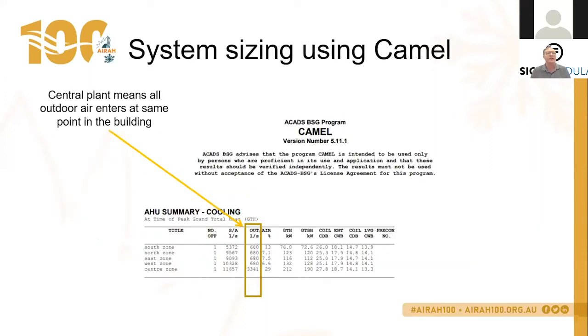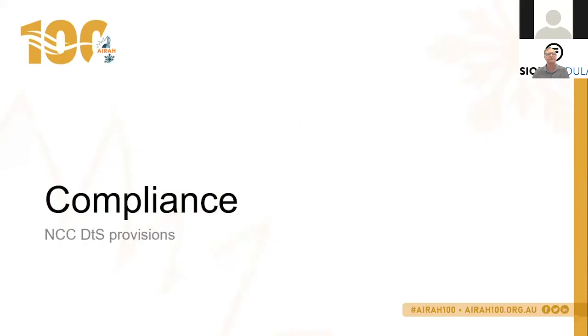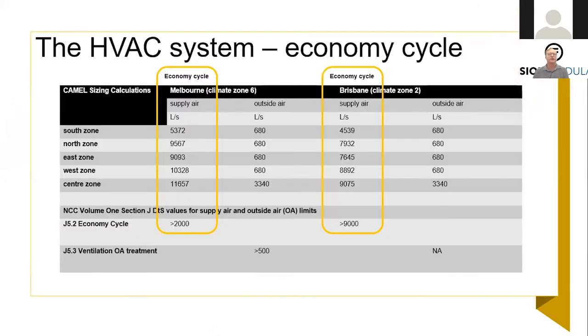So central plant means all the outdoor air enters at the same point in the building. So in the CAMEL there, you can see we've got the outdoor air rates, and we've got the supply air rates. So we'll have a look at those in the next couple of slides under the compliance requirements.